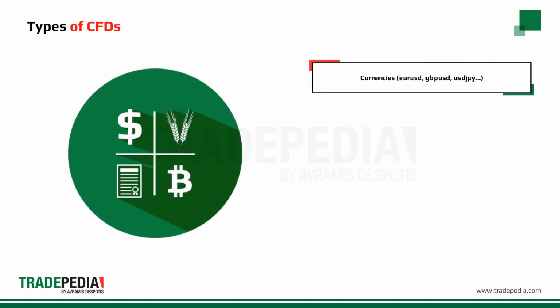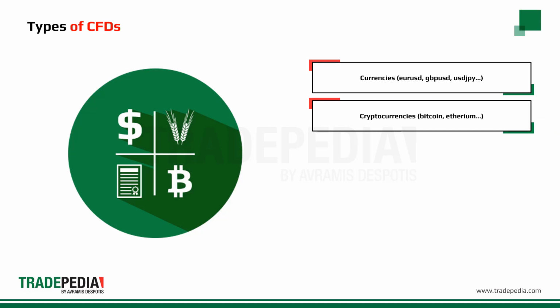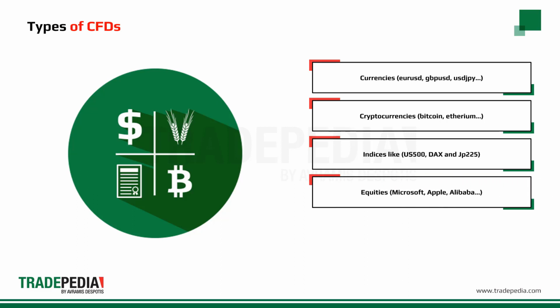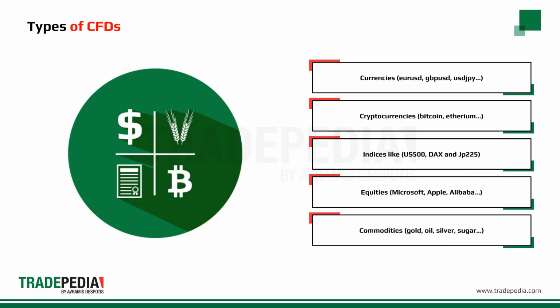Contracts for differences exist for currencies like Euro US dollar, British pound US dollar, and US dollar Japanese yen, cryptocurrencies like Bitcoin and Ethereum, indices like US 500, DAX, and JP 225, equities like Microsoft, Apple, and Alibaba, commodities like gold, oil, silver, and sugar.